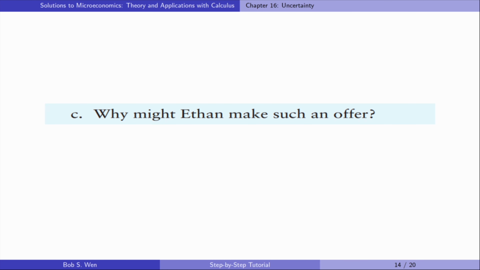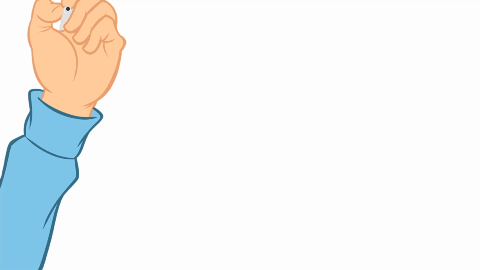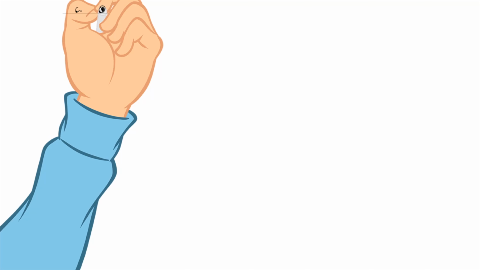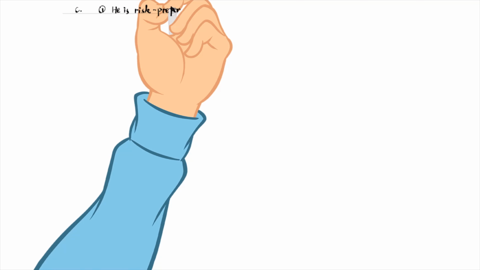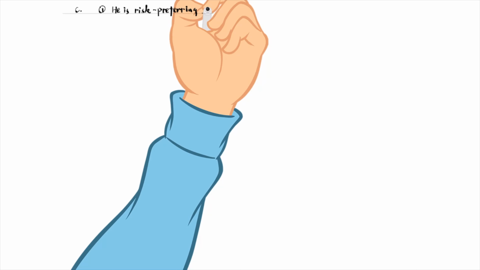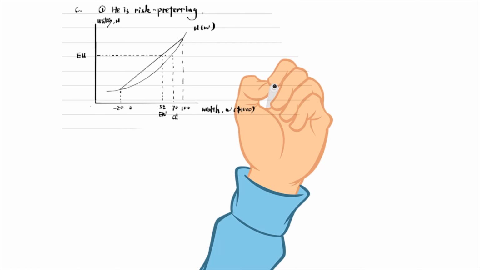For Part C, why might Ethan make such an offer? There were at least 3 explanations. First, Ethan is risk-preferring. He is willing to pay to make a fair bet. The graph shows that his utility curve is convex to the well's axis.